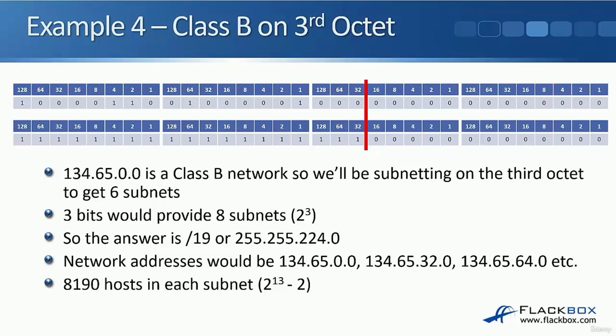Some extra information that we weren't actually asked for in the question. A /19 in dotted decimal is 255.255.224.0. The network addresses would be going up in blocks of 32. So 134.65.0.0, the next one 134.65.32.0, etc. And we would have 8,190 hosts in each subnet because we've got 13 bits available for the host address. 2 to the power of 13 minus 2 is 8,190.